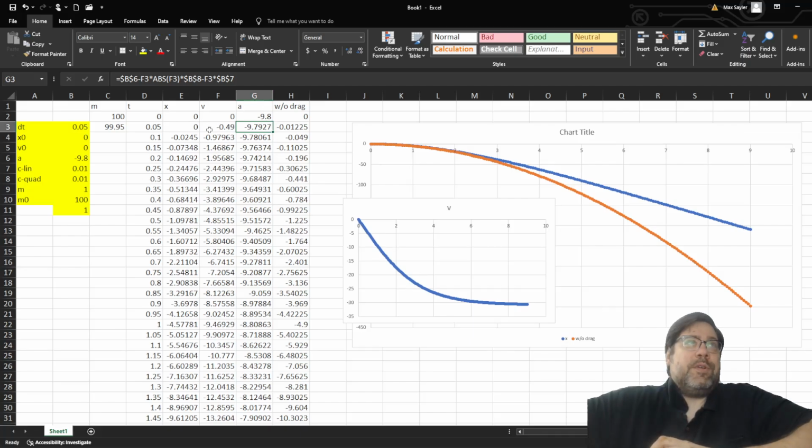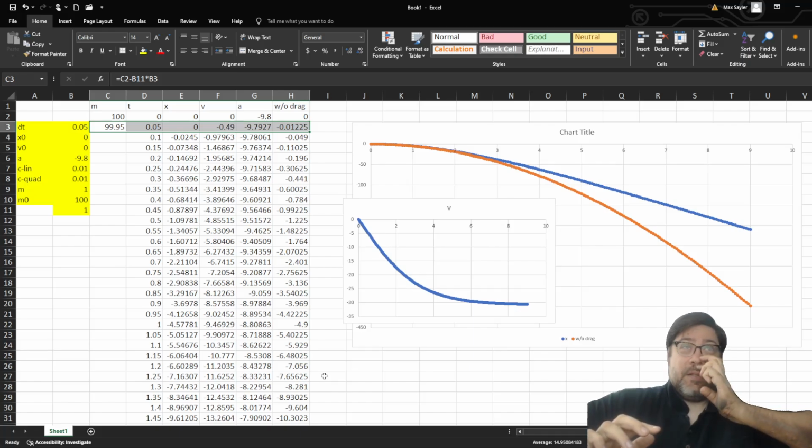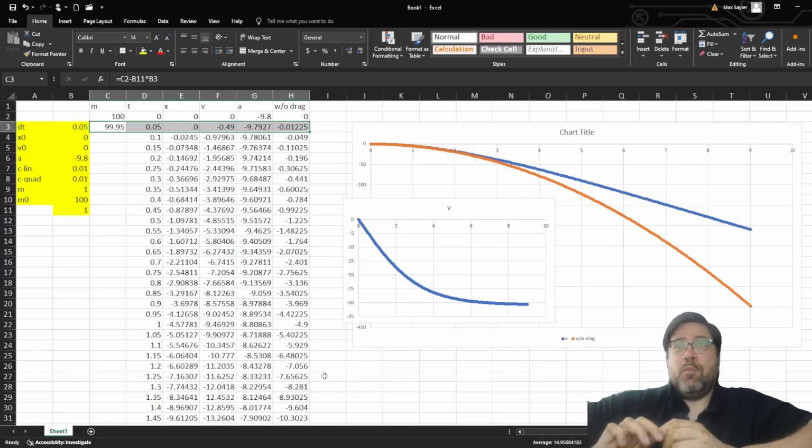So you just reference it, and the beauty is, once you've written this line of equations, you're done. All you have to do is just copy it down and plot it, because each line depends on the line above it in exactly the same way.